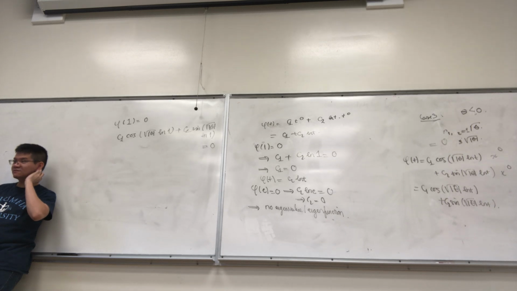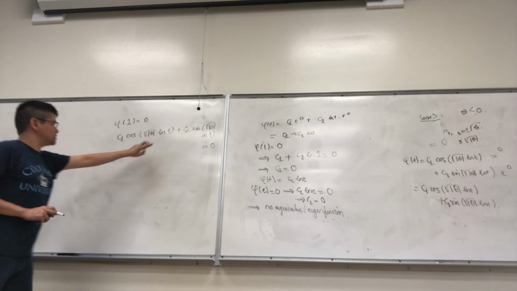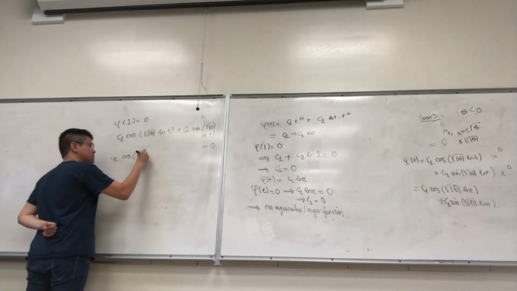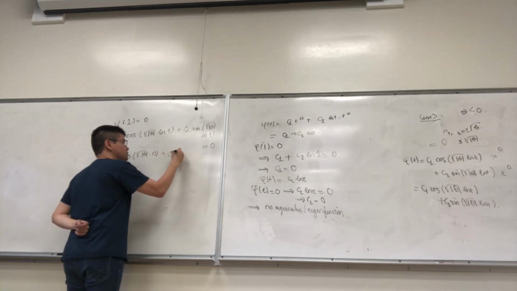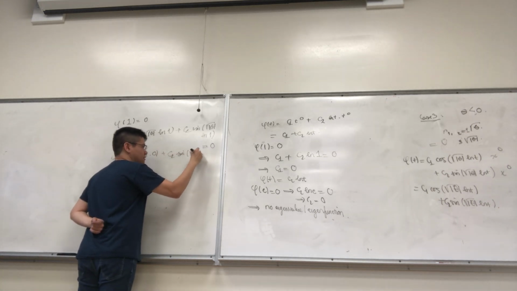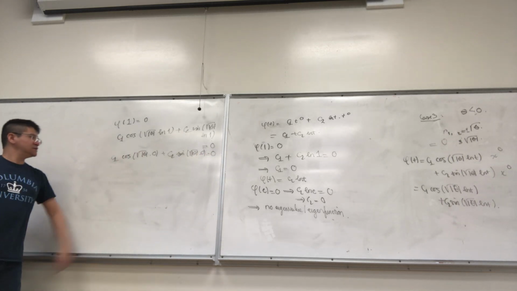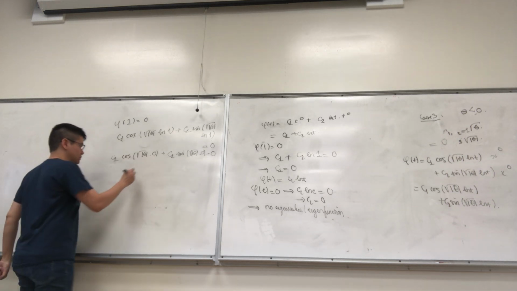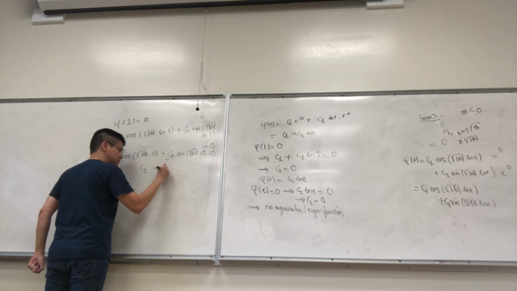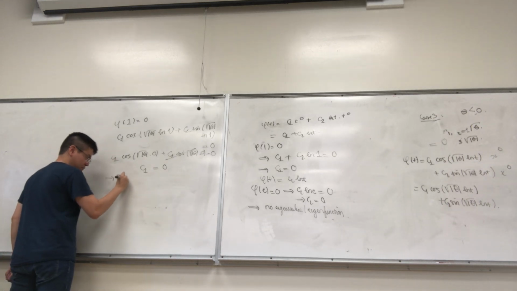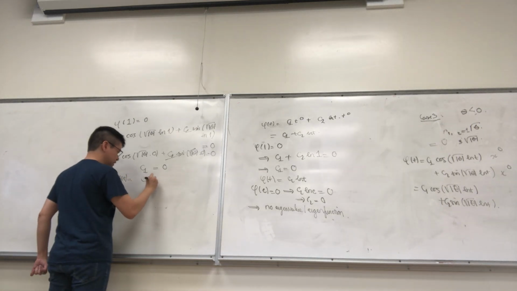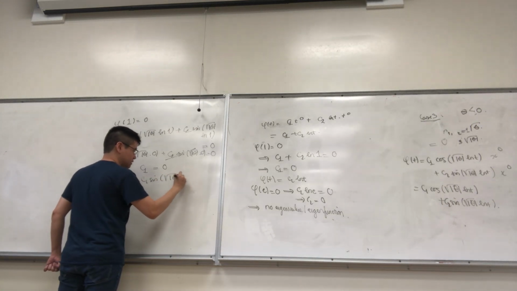C1 is 0. So the log 1 will be 0, all right? So you have C1 cosine of square root of theta times 0 plus C2 times sine of square root of theta times 0, and this is 0. Sine of 0 is 0, cosine of 0 is 1. So this goes away, so C1 is 0, which means that phi(t) will be C2 sine of square root of theta log t.